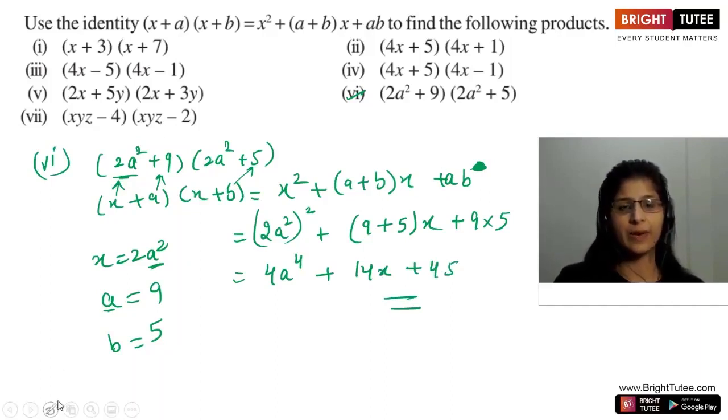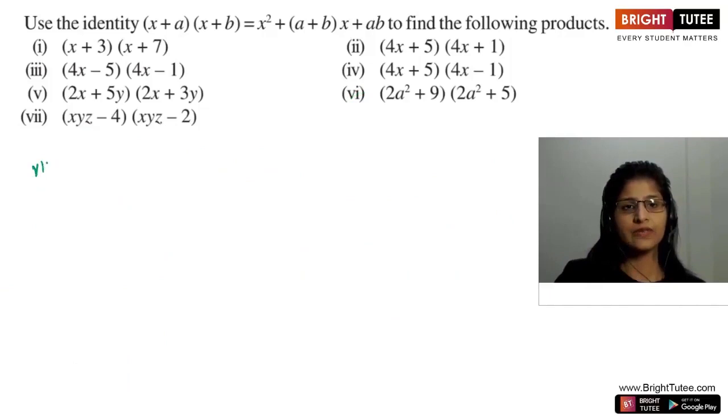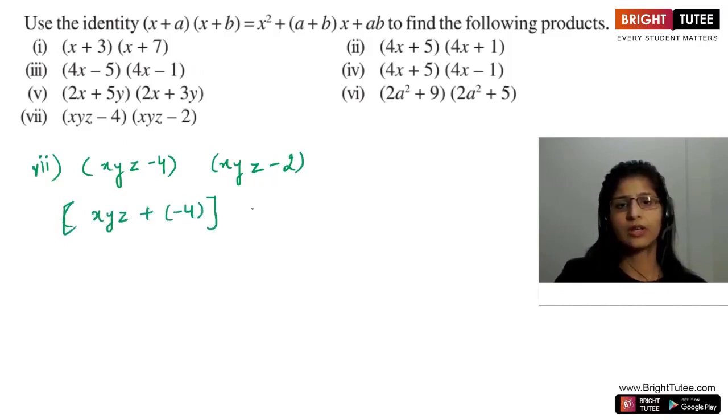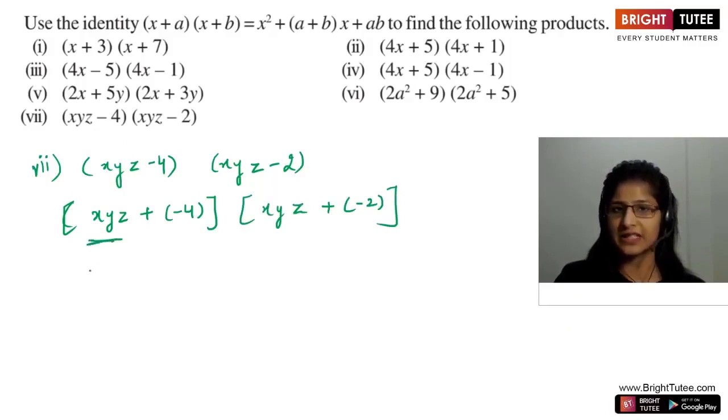Now let's try the next part, that is the seventh part. In this we are given xyz minus 4, xyz minus 2. You see the first term is the same and the values of a and b are different. So first of all, let us convert it into the form of the identity. We will write it as xyz plus minus 4, and the second one is xyz plus minus 2, like this. So here instead of x we have xyz, instead of a we have minus 4, instead of b we have minus 2. So let's apply the identity.